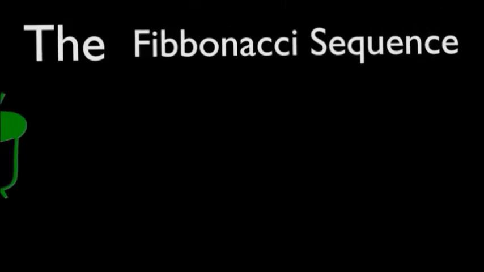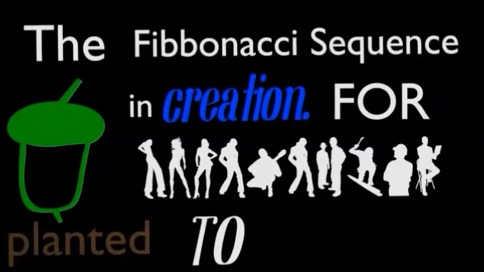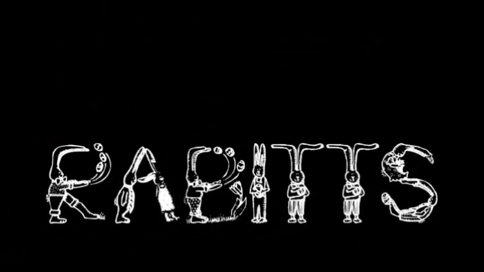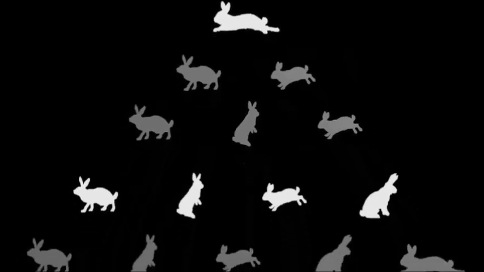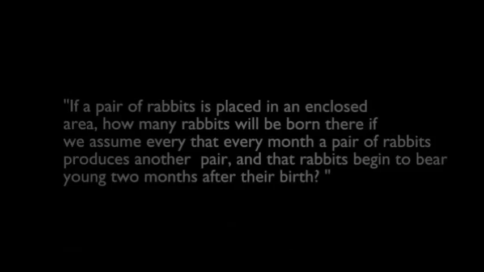The Fibonacci sequence is one of the seeds planted in creation, for us humans to discover and become in awe in our imaginations. And Leonardo used his mind to learn about rabbits, because he was curious about their reproductive habits. So he posed the question: if a pair of rabbits is placed in an enclosed area, how many rabbits will be born there if we assume that every month a pair of rabbits produces another pair and that rabbits begin to bear young 2 months after their birth?